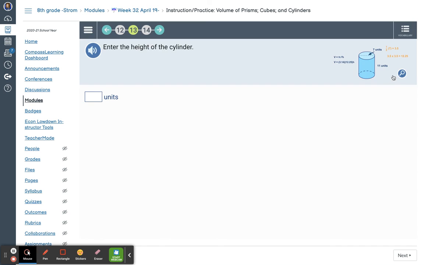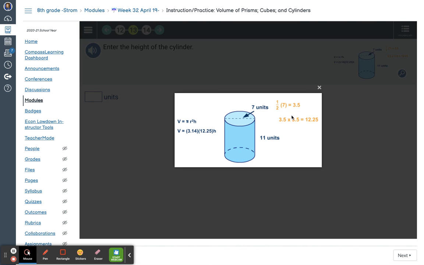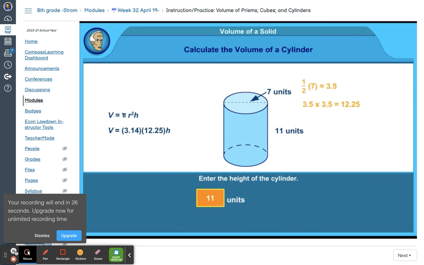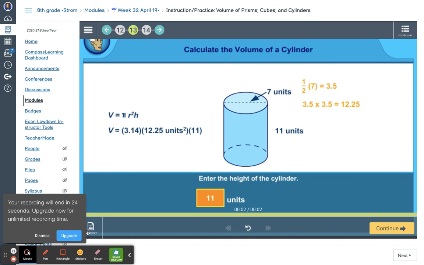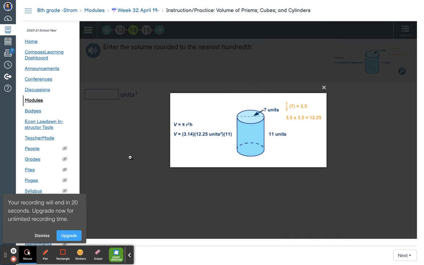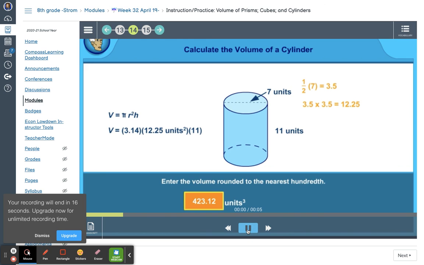Enter the height of the cylinder. The height is 11 units. Now calculate the volume of the cylinder. Enter the volume rounded to the nearest hundredth. The volume of the cylinder is 423.12 cubic units.